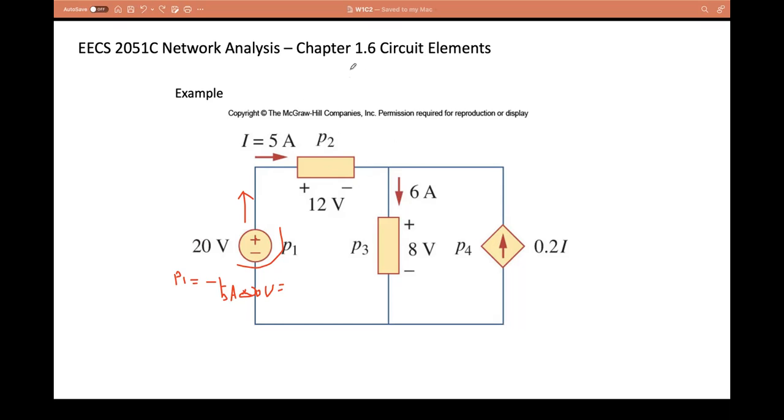Okay, I'll re-explain why P1 is negative. There are two ways you can think about why this power is negative. First, like I said, we identify this element as an independent voltage source, and the current is going out from its positive sign. So that lets us know this is the element providing the power.